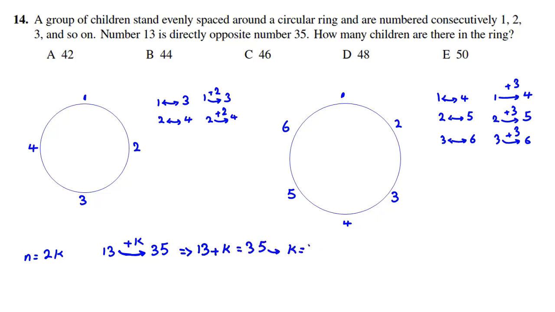So k is 35 minus 13, and it will be 22. Okay, so k is 22. But n, the number of students, is 2k. So 2 times 22 will be 44. So the answer is 44, and the choice is B.